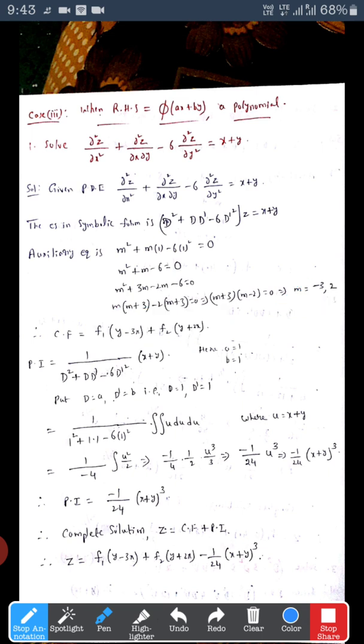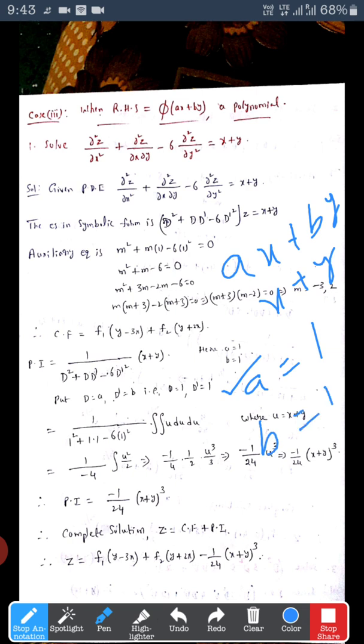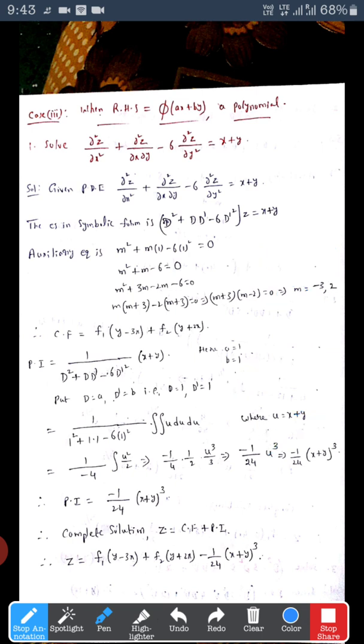Coming to the particular integral, here we are writing in place of d 1. That means this is of the form ax plus by. So compare x plus y with ax plus by. We get a is equal to 1 and b is equal to 1. That's why in the denominator I am writing in place of d 1, in place of d dash 1.